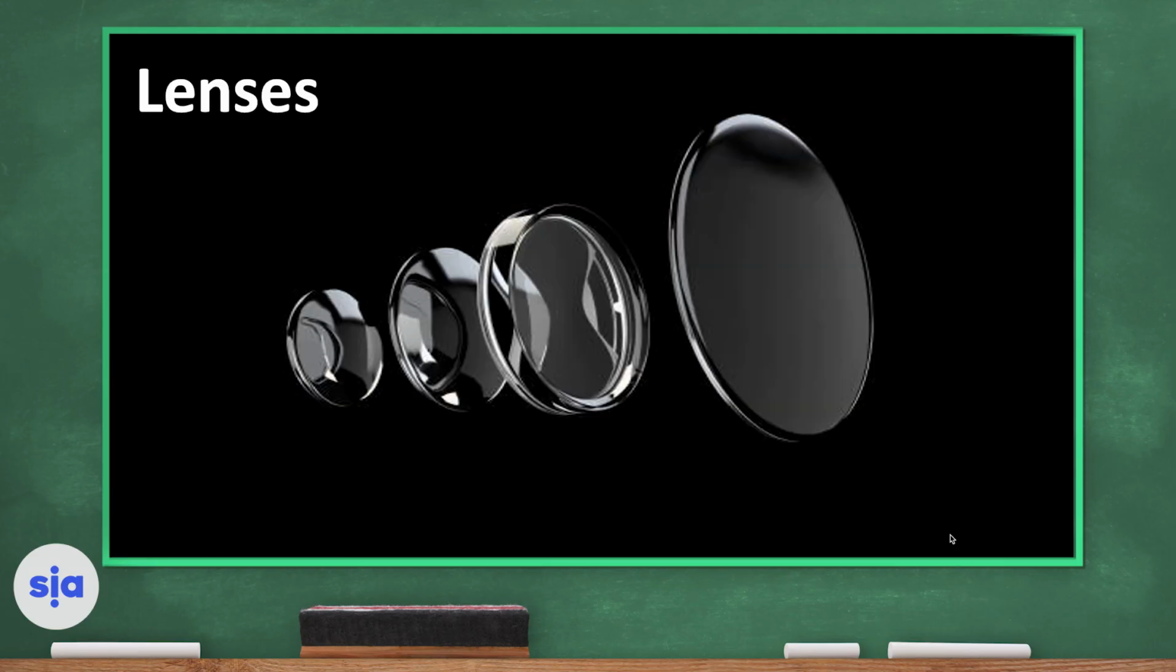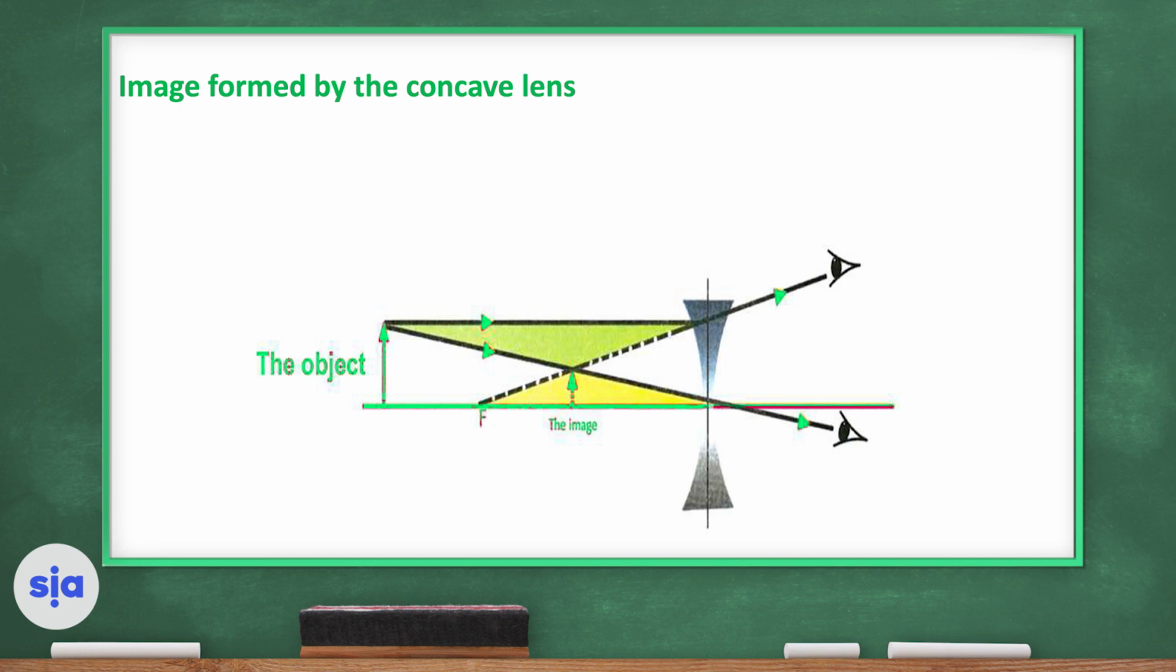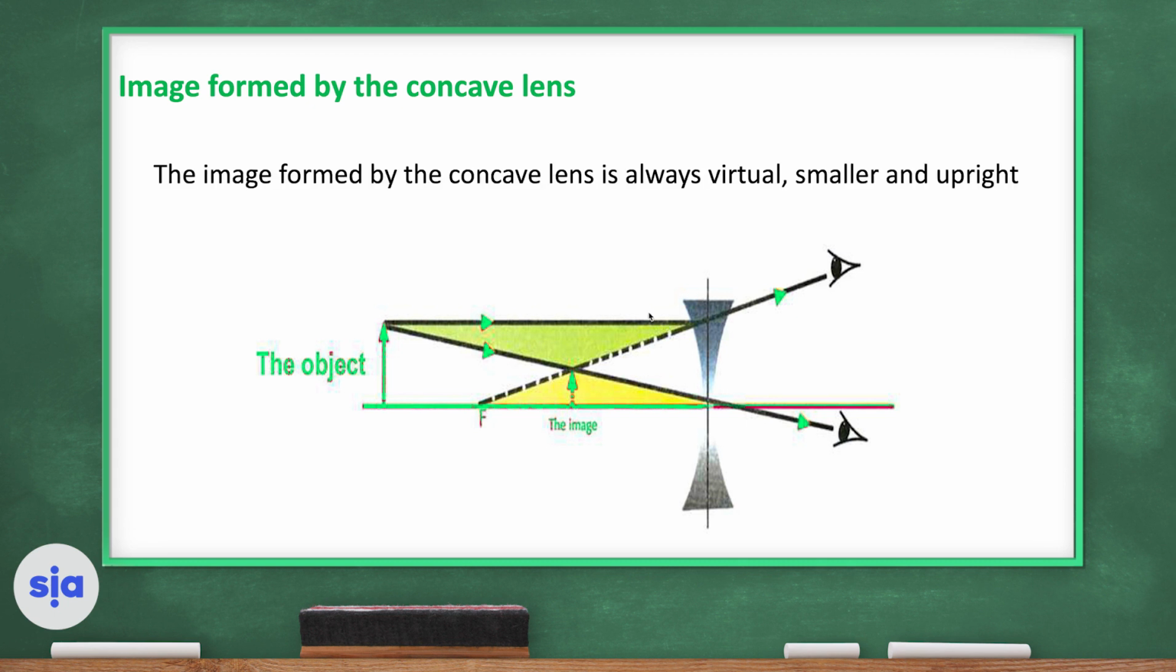Well, let's continue with lenses, and we will talk in this episode about images formed by the concave lens. Look at this picture. The object is here. What can you see? The incident rays, or the rays, are hitting the lens, and this lens is a divergent lens, so it will diverge the light rays, and the intersection of these rays will form a virtual, smaller and upright image.